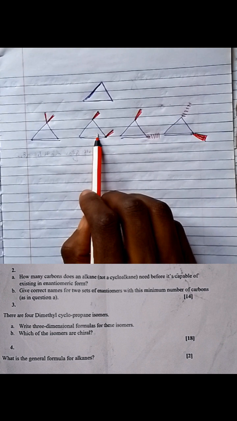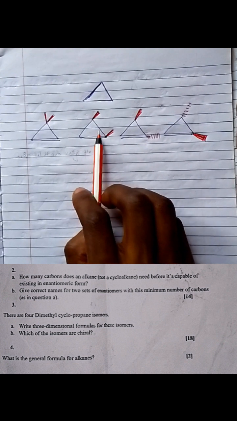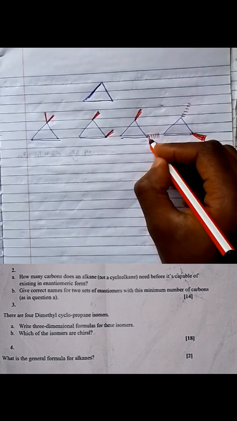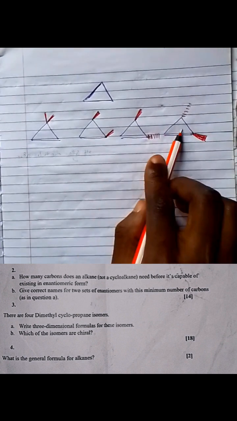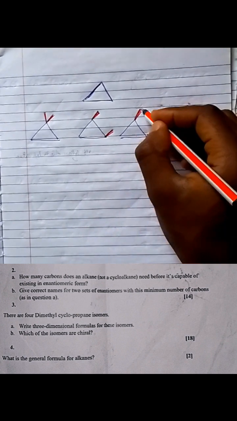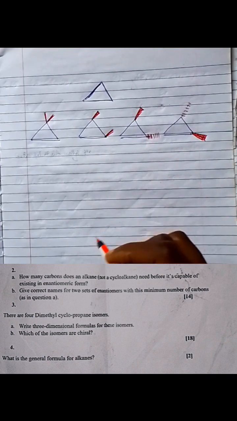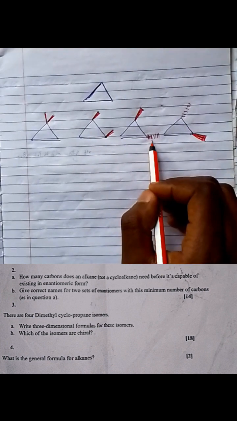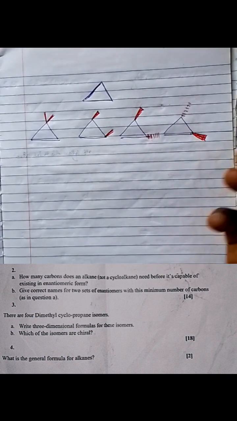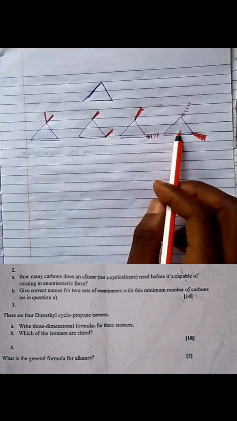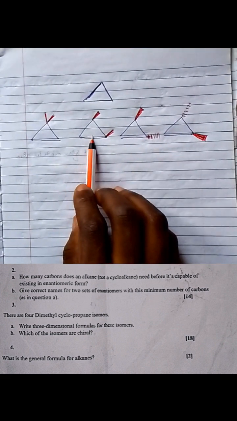But then someone might ask, why is it that we haven't switched this one? For these two compounds, we're able to switch. So I said you wedge one, you dash the other. You dash the other, you wedge the other one. So why was it allowed here and we did not do it here?